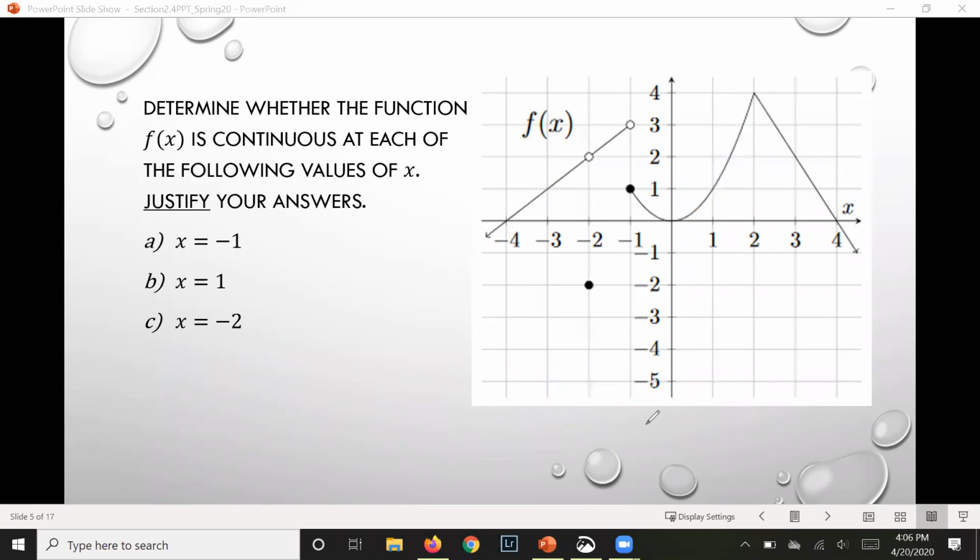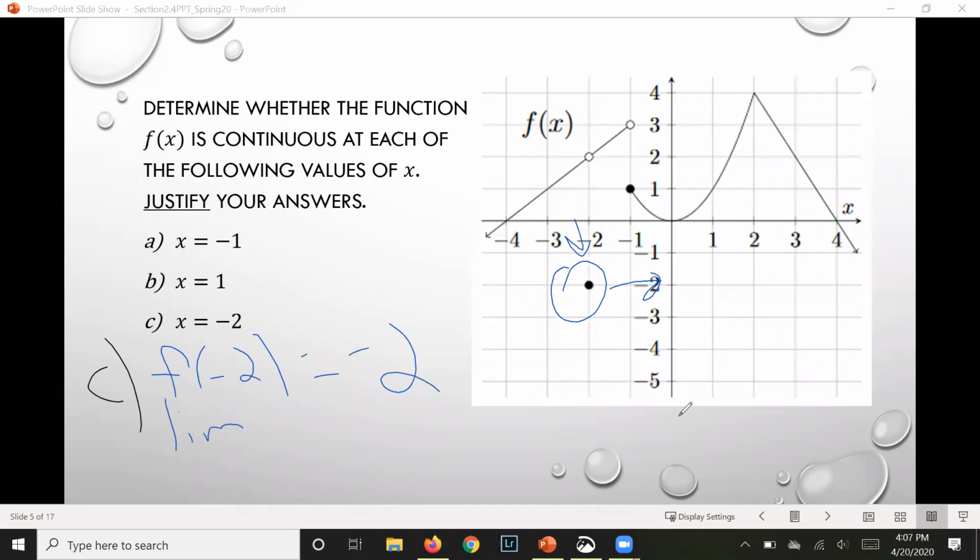All right, and the last one, x equals -2. So here, again, check our criteria. So f of -2, does that exist? Well, it looks like it does, right? Right here, we have that if we input -2, we get an output of -2. So that's good. What about the limit as x approaches -2 of f of x?